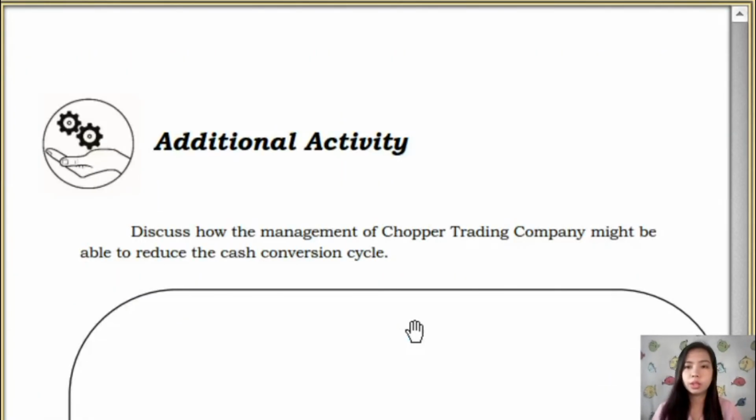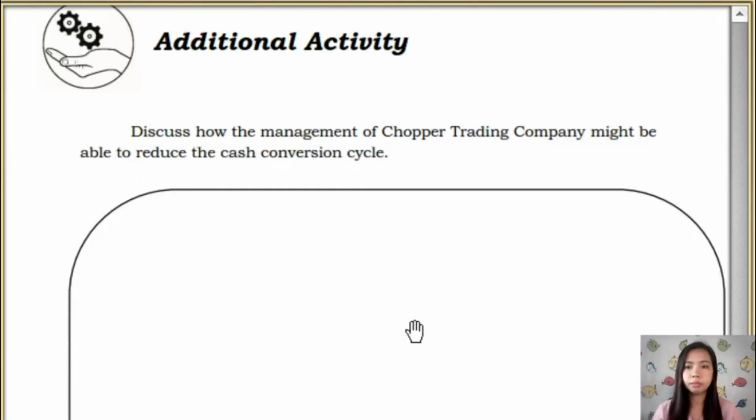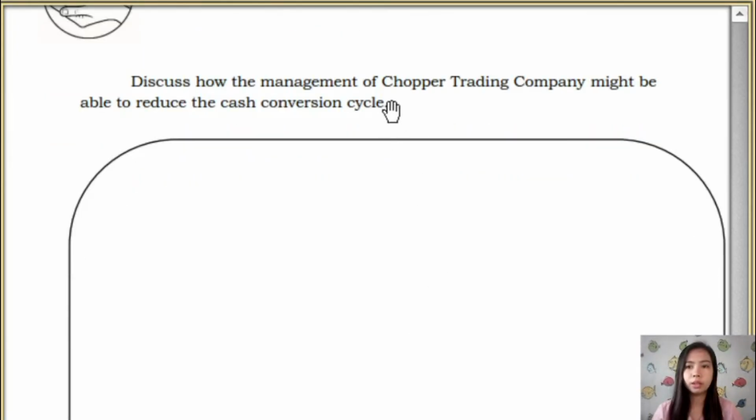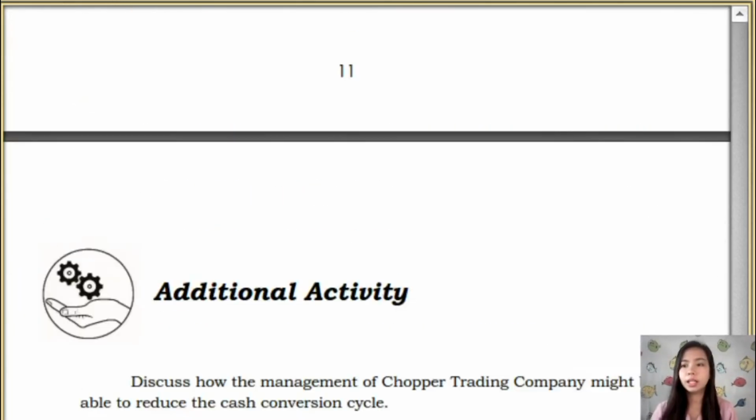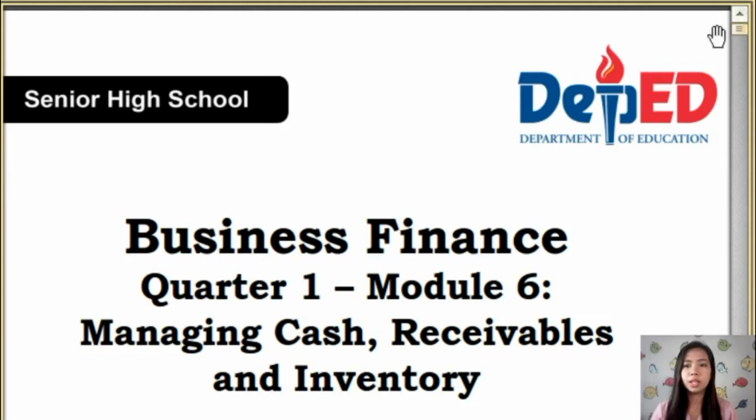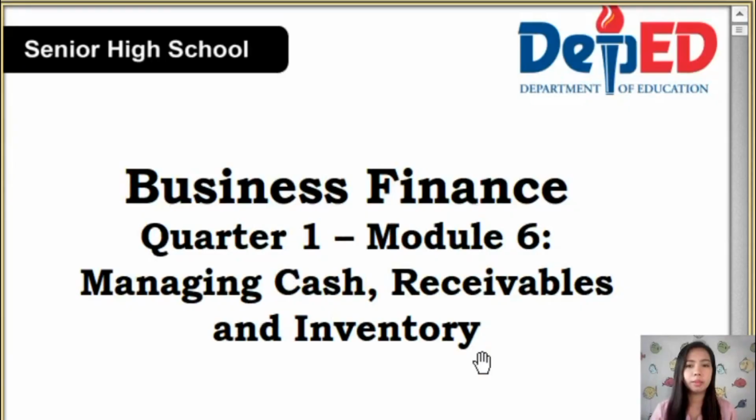Okay, so you have also additional activity. Okay, discuss how the management of the Chopper Trading might be able to reduce the cash conversion cycle. So, ano ang pwedeng gawin para daw po ma-reduce or mapunta ng negative or hindi man ma-negative, malapit sa negative. Okay, and that ends the Module 6 of Business Finance, Managing Cash, Receivables, and Inventory.